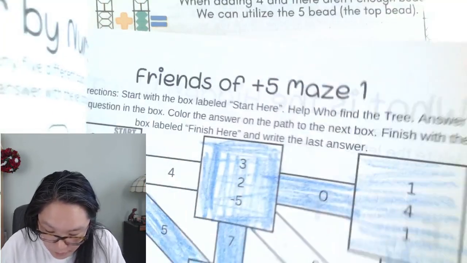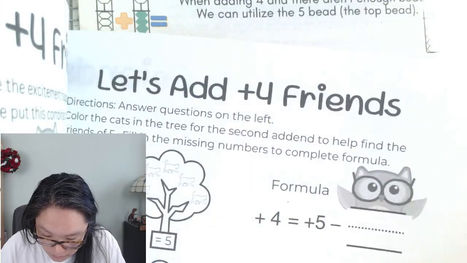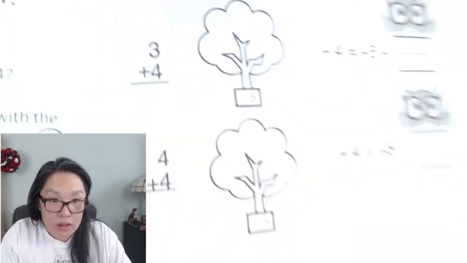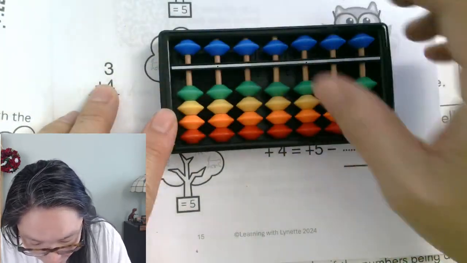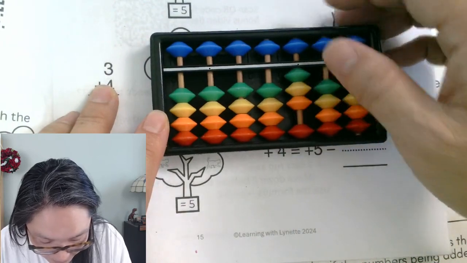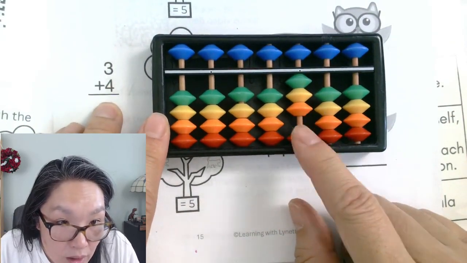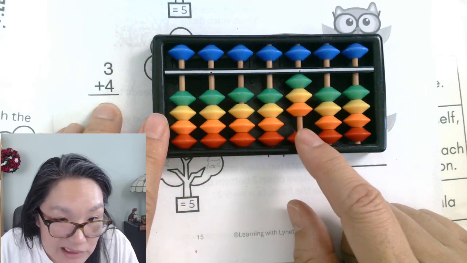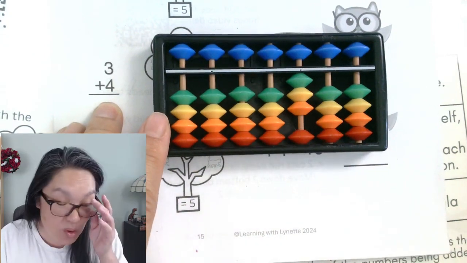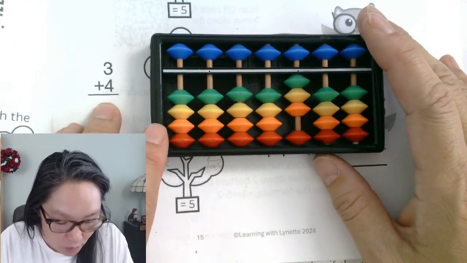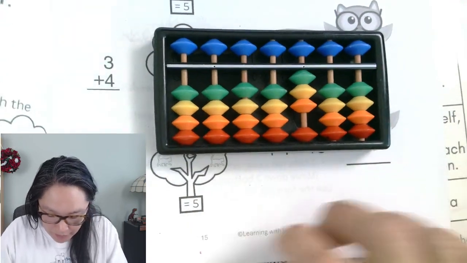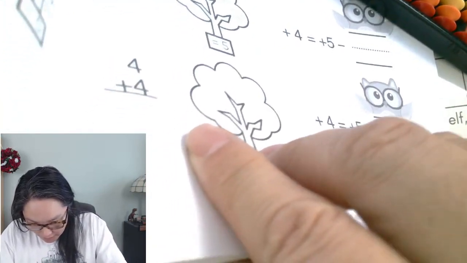I want to add 4. So I have the number 3 on my abacus, and I want to add 4. I don't have enough beads to add the 4. Well, what am I going to do? You can do it. You know why? Because we have this concept of adding the 5.